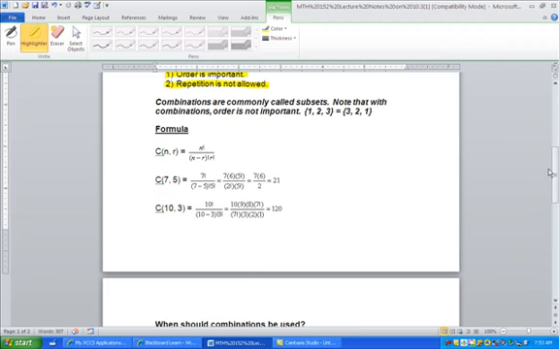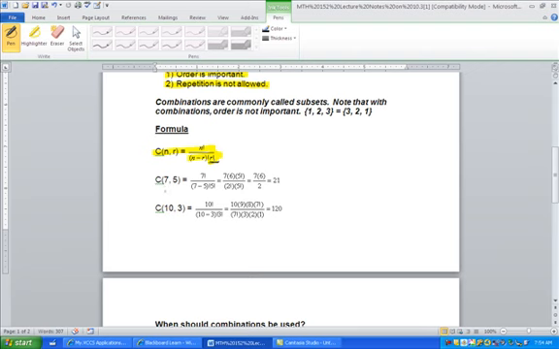And you'll notice that the formula for combinations is similar to the one for permutations. What it has is an added factor in the denominator of r factorial. So the number of combinations is going to be smaller than the number of permutations.